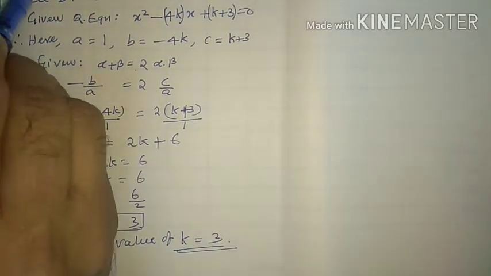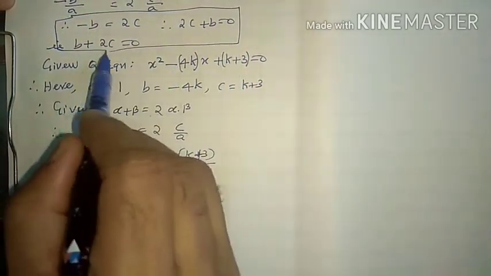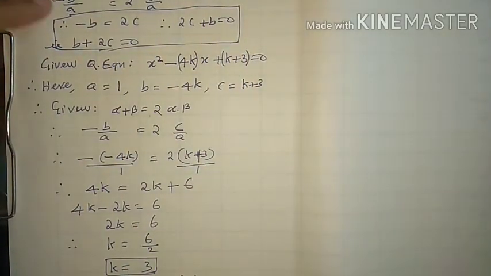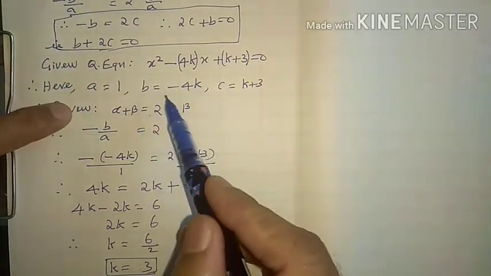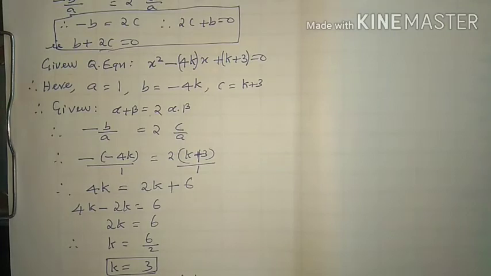That means here this condition is not required. Directly we can substitute the values of a, b, c and get the value of k. k is 3. Agreed? This is question number 5.